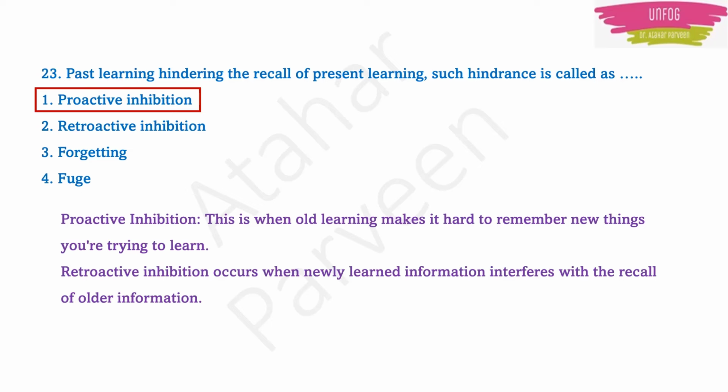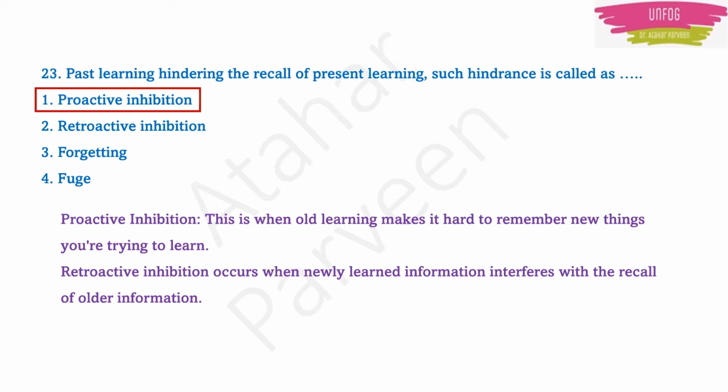In proactive inhibition, what actually happens is our old learning makes it tough for us to remember new things. Whatever we have learnt earlier, that knowledge is making it tough for us to remember new things when I am trying to learn them. That type of hindrance or prevention of learning is known as proactive inhibition. So in proactive inhibition, our old learning is making it tough for us to remember new things when we are trying to learn them.